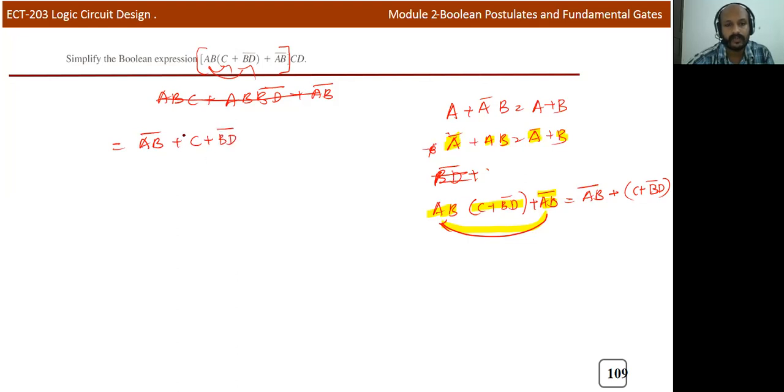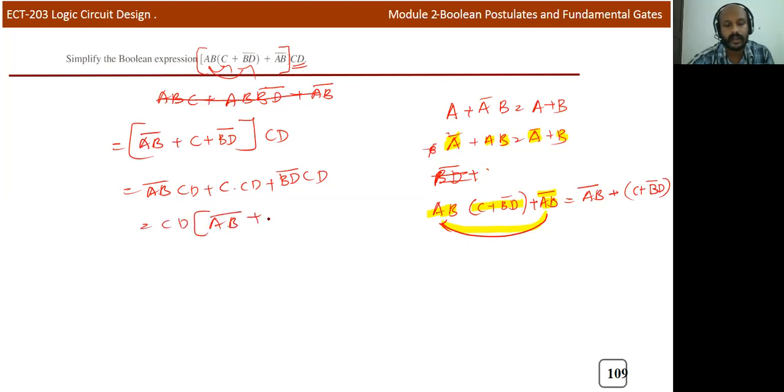So this is a single term, but we are actually ORing the operation, so there is no importance for that. And now there is a bracket, you can multiply with CD, the last term. So now multiply with CD, so A B bar into CD plus C into CD plus BD into CD. So now we can say CD is a common term. So if you take CD as a common, then AB bar, again, I can reduce here.